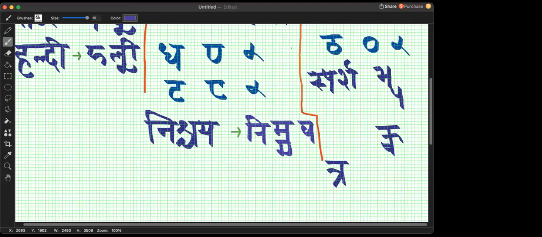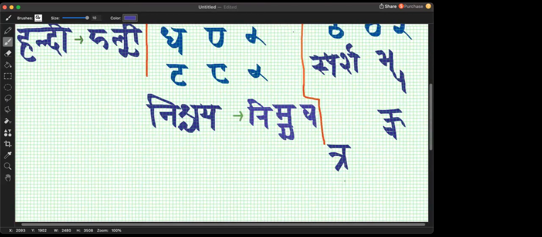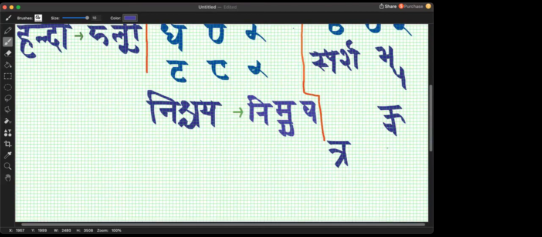And Gnya, Shatragnya, right? Gnya is written like this. No, it takes up this form here. Only for Kshatragnya, it's written like this.